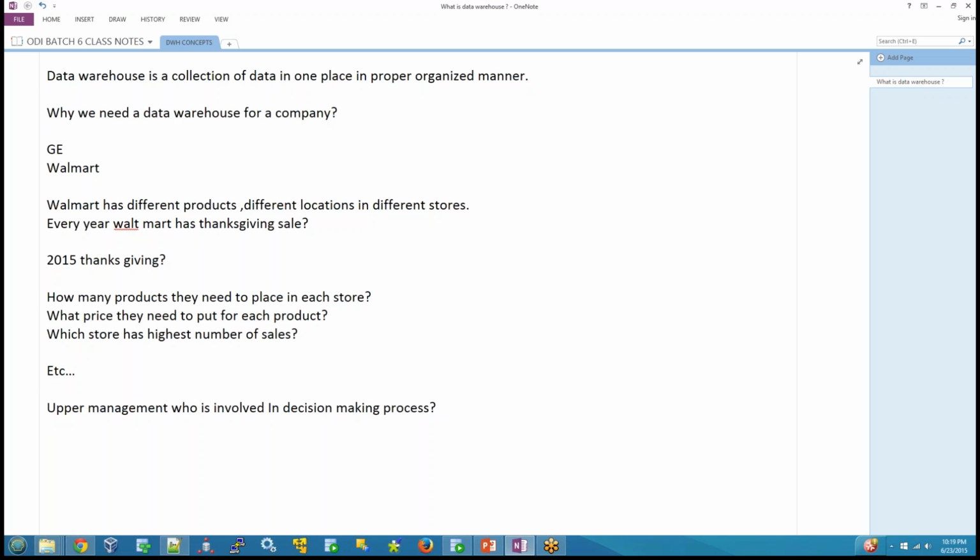See, the management needs to know how many products to put in each store. How will they know how many HP laptops, how many Dell laptops, how many to put in Albany, how many in New Jersey, how many to send to each store? How will they get that data? How will they generate the data? Any idea? How can the manager identify how many products he needs for the store for this 2015 Thanksgiving?